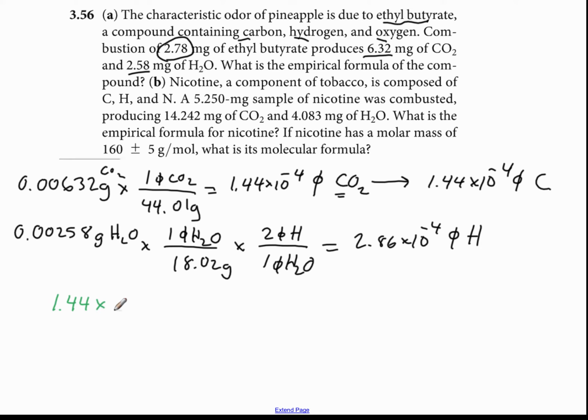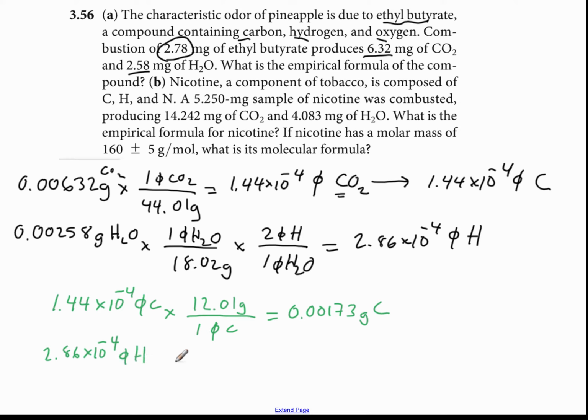So 1.44 times 10 to the minus fourth moles of carbon. We know that 1 mole of carbon weighs 12.01 grams. And so in this case, we end up getting 0.00173 grams of carbon. And down here, we have 2.86 times 10 to the negative fourth moles of hydrogen. Multiply that times the molar mass of hydrogen, which is 1.01 grams of H per 1 mole of H. And what we end up with here is a really small number.